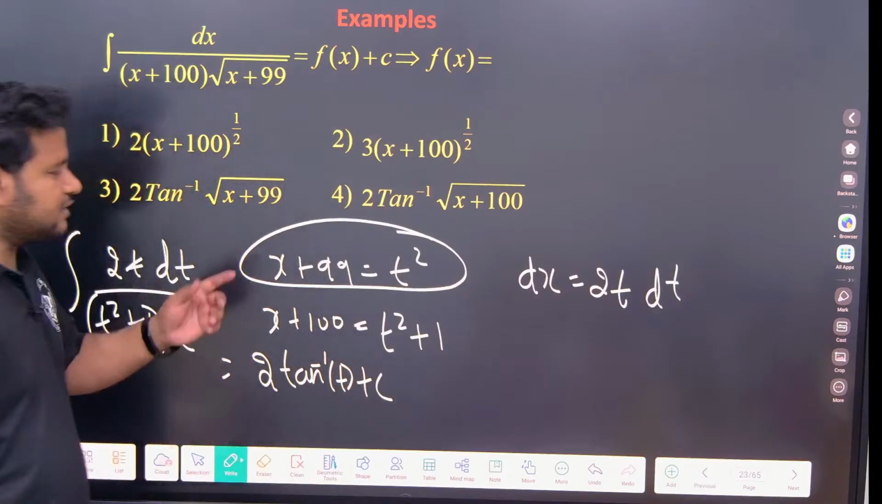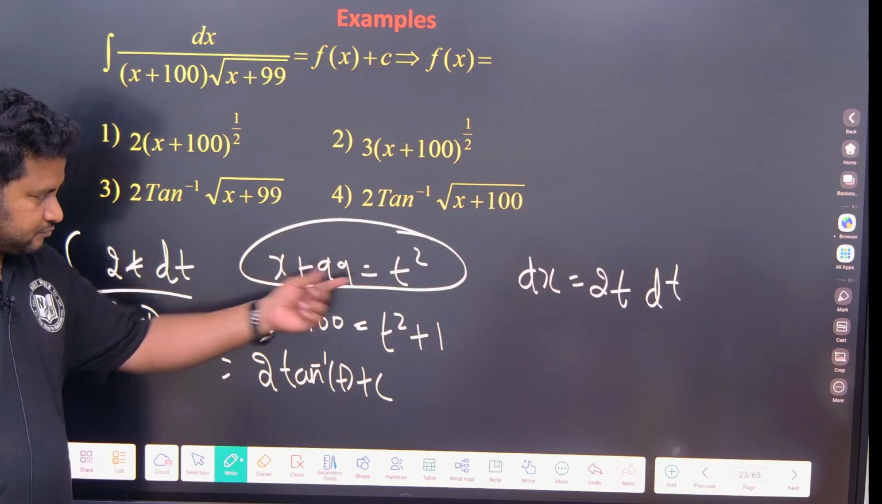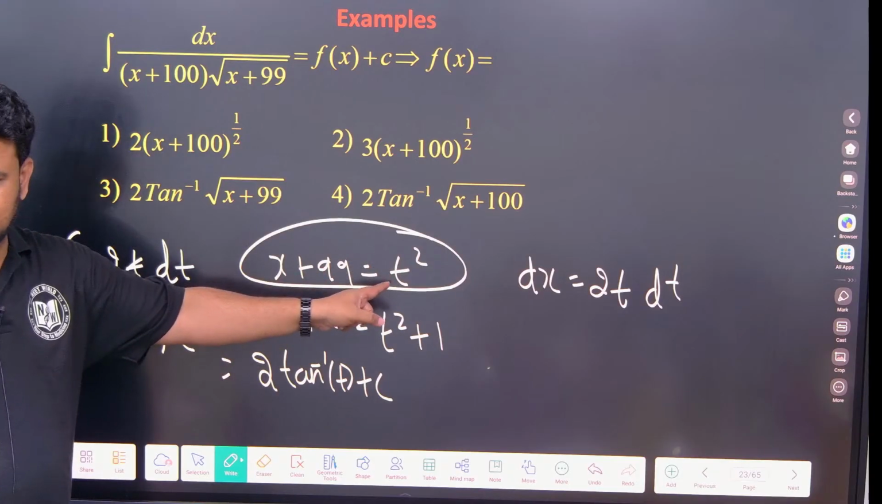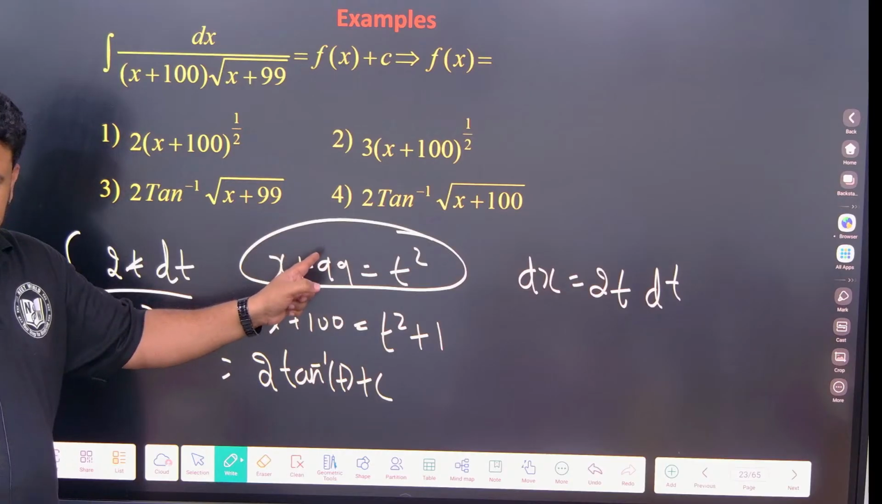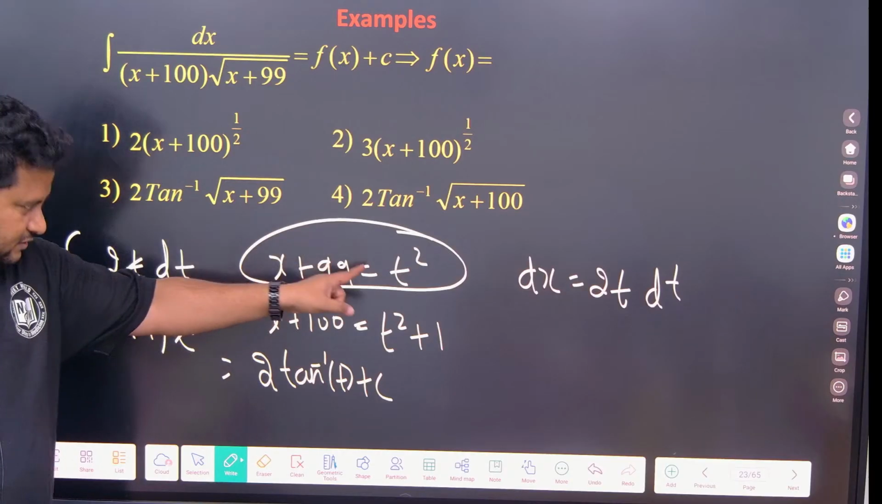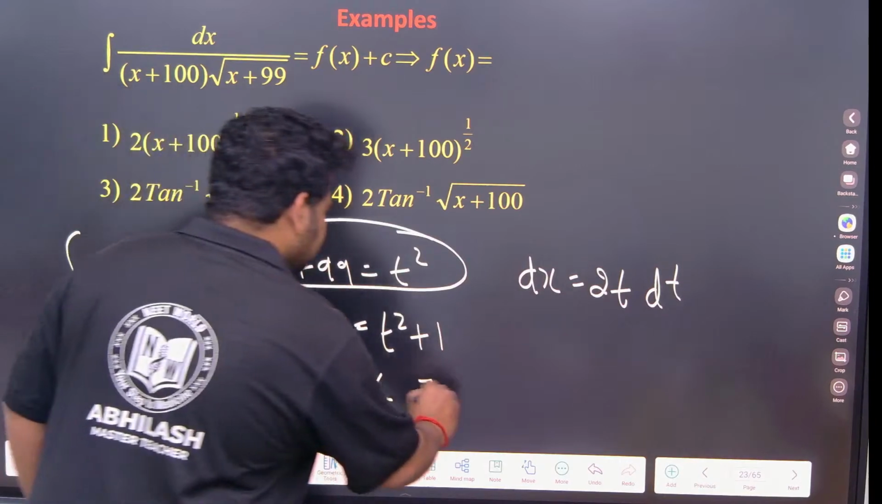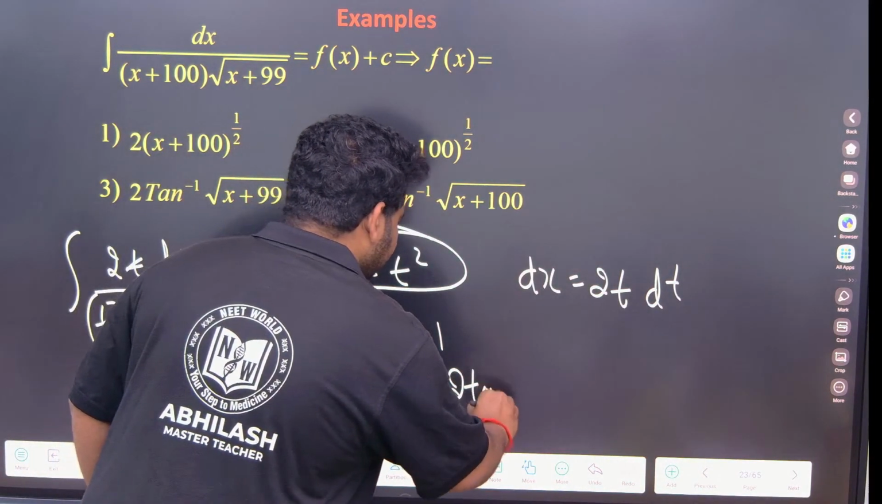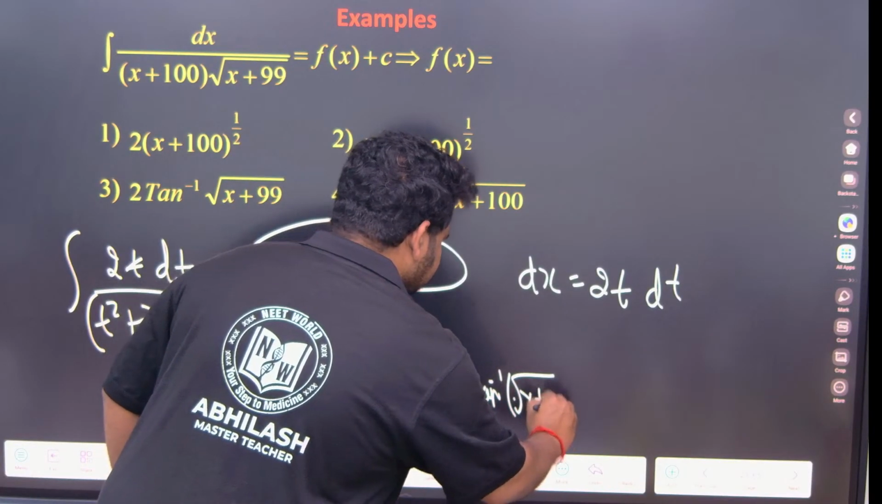So t is what? T is what? x plus 99 is t square. We want t, so don't write x plus 99. This is root of x plus 99. Okay, understood? T square is this. T is what? Square root of this. So this will become 2 times tan inverse of root of x plus 99 plus c.